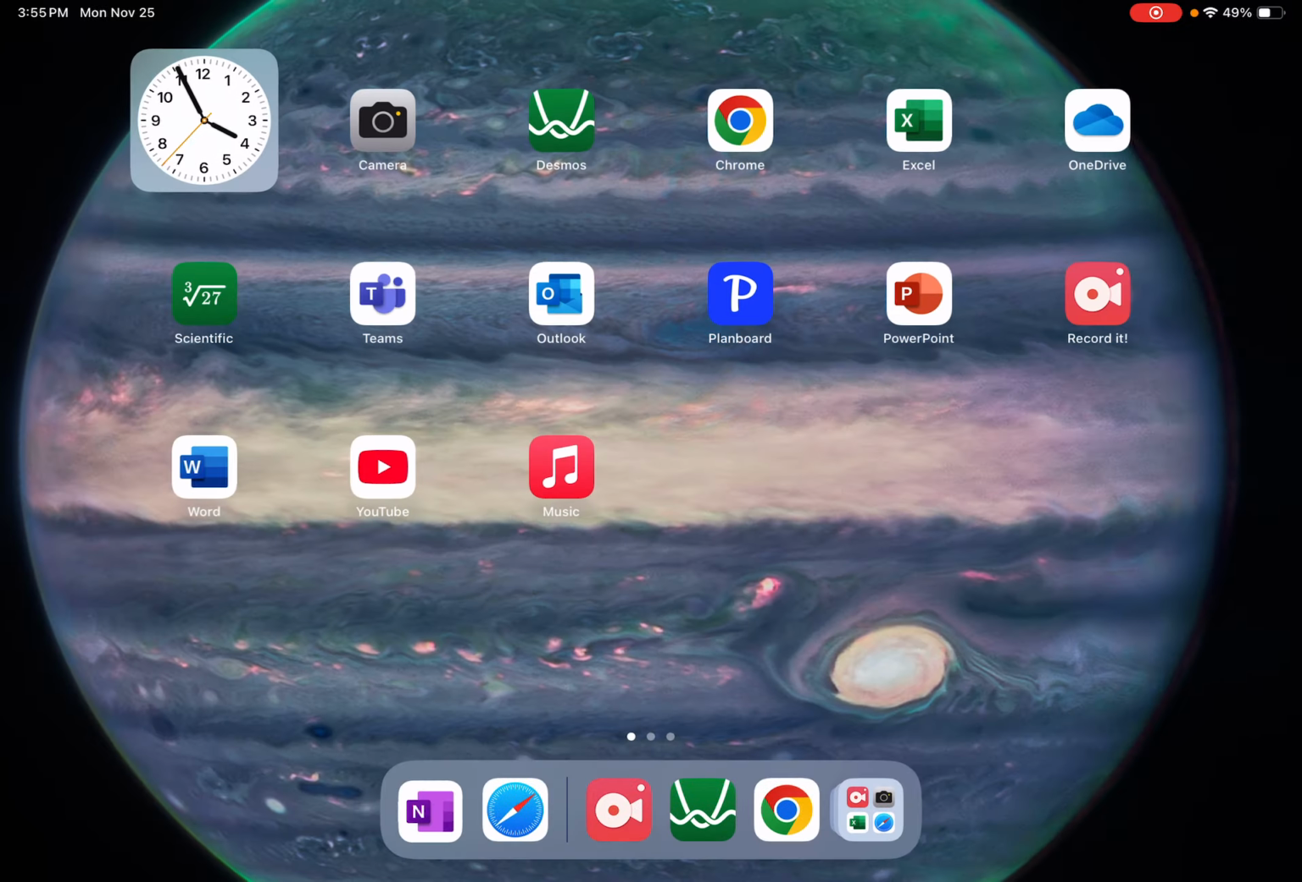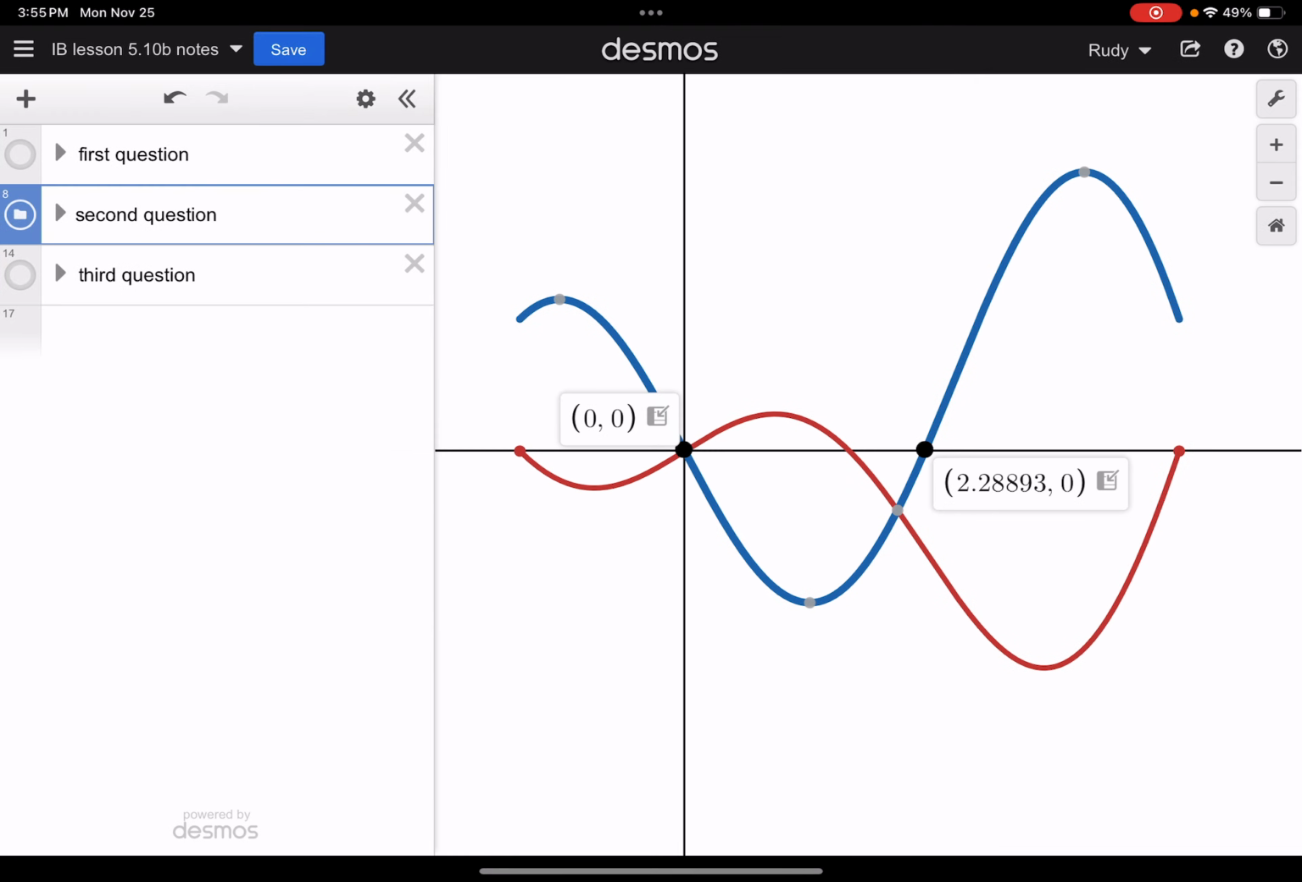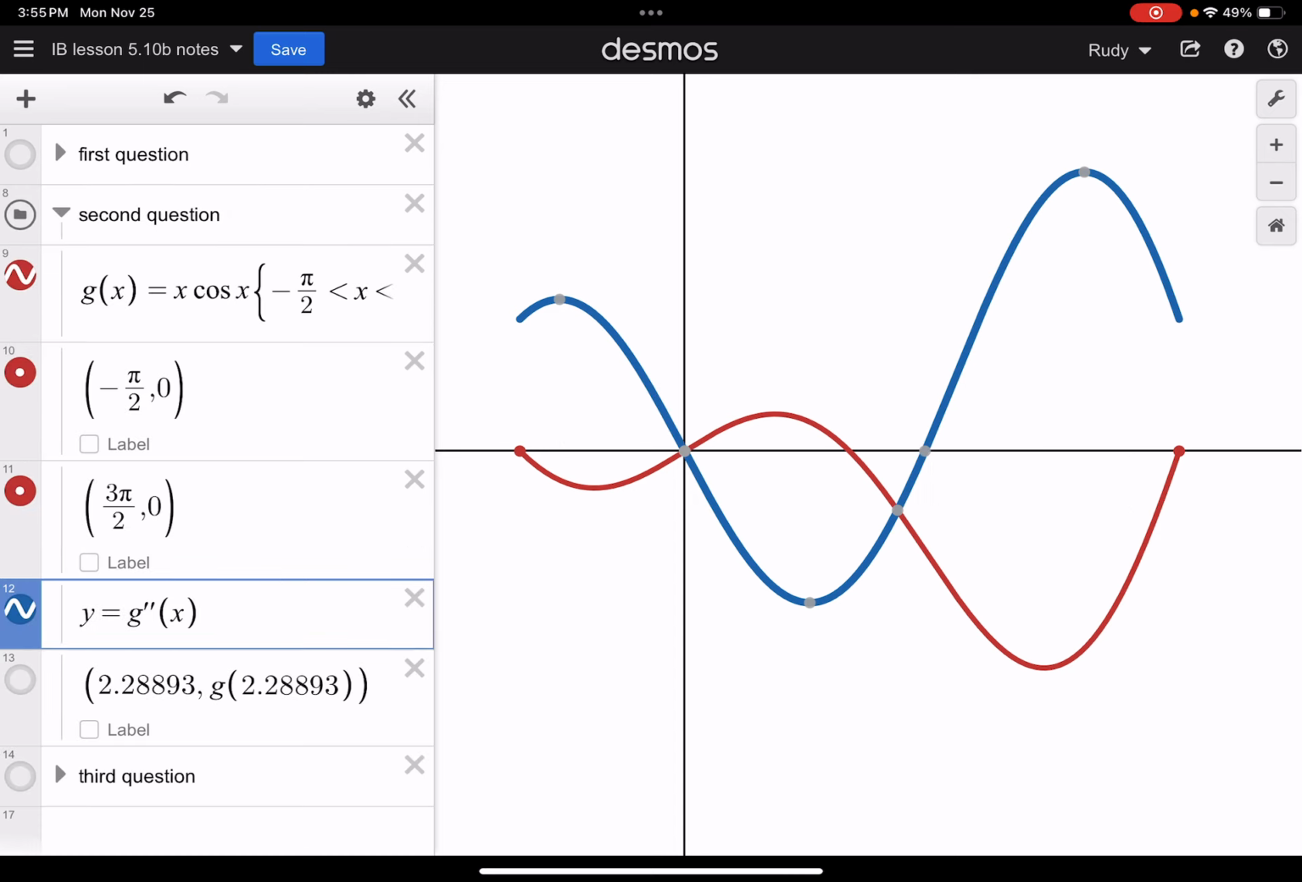Which again, since I relied on graphing here, you may be tempted to say the inflection point's at about 2.29, 0, but again, that's on the second derivative. I need to take this value of 2.28893 and put it into my original function, which I can just graph as well. In fact, I'll show you the graph of it.